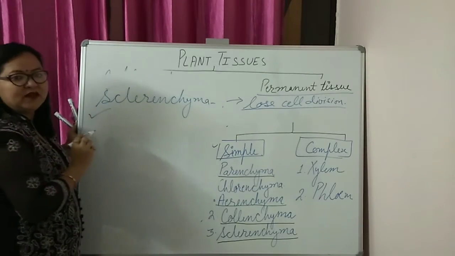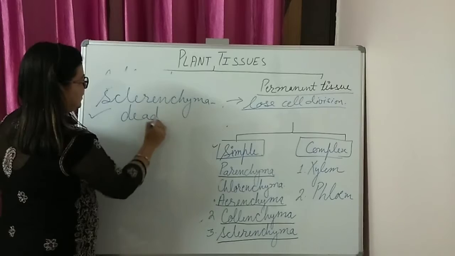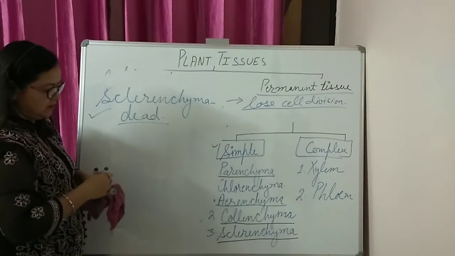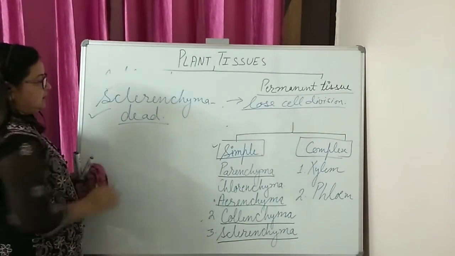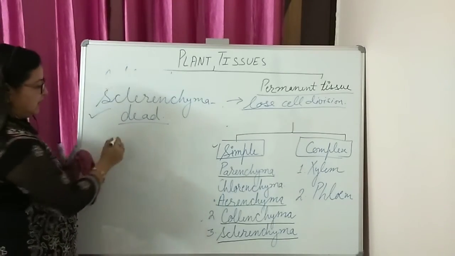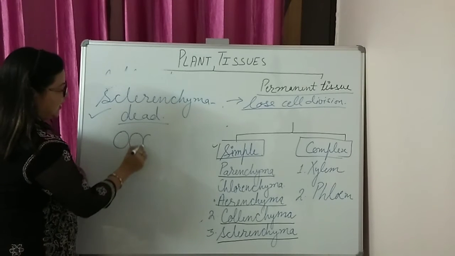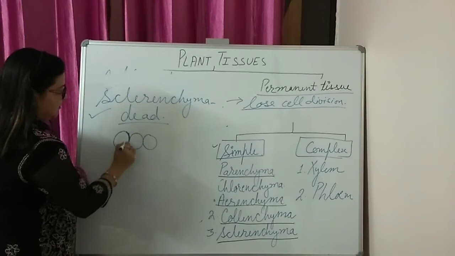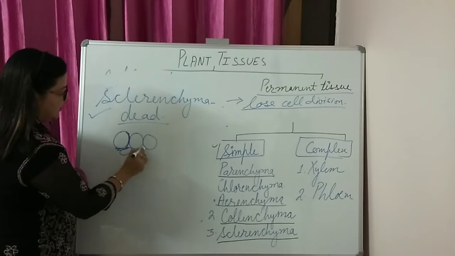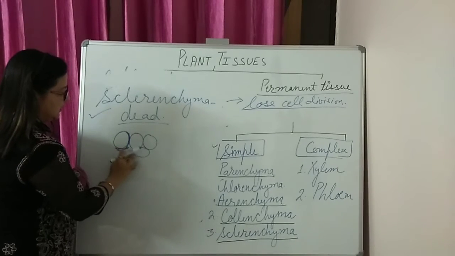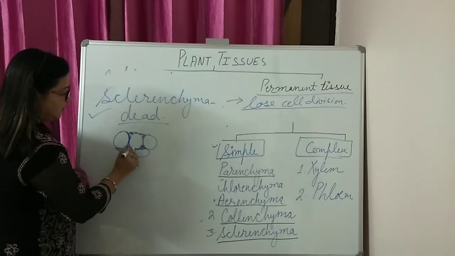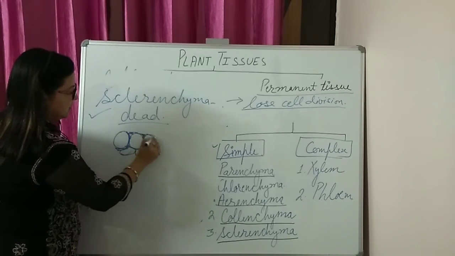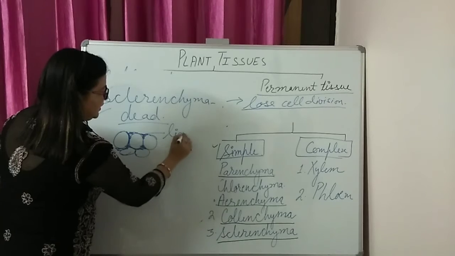Sclerenchyma cells: the very first feature is that these are dead cells. This is a very big difference between sclerenchyma and parenchyma and collenchyma. Second feature: the cell wall has a very large amount of thickening and they do not have any intercellular space between the cells. So there is no intercellular space, and this thickening in the cell wall is of lignin.